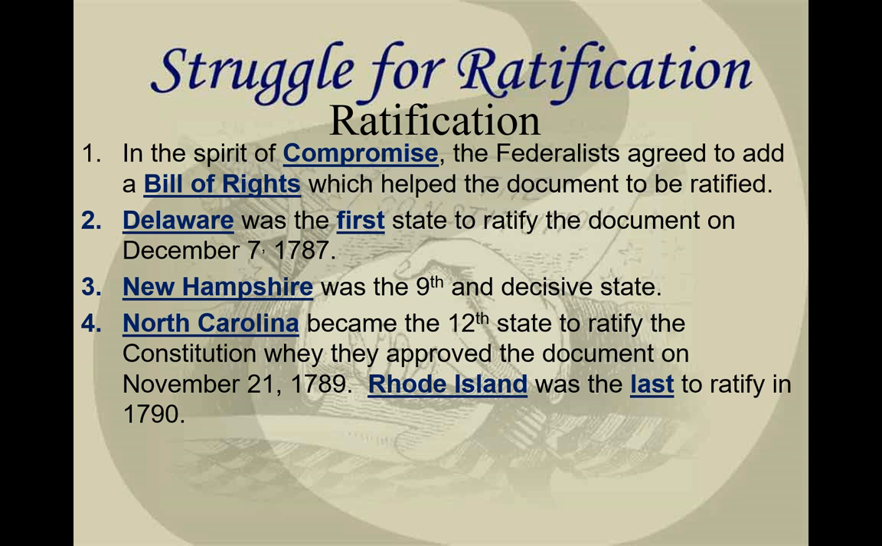North Carolina became the 12th state to ratify the Constitution. They approved it on November 21st of 1789. Think about that for a second, right? The document was written in 1787, and it isn't until 1789 that North Carolina gets on board. North Carolina is the second to last state to get on board with this. Rhode Island is actually the last state in 1790.